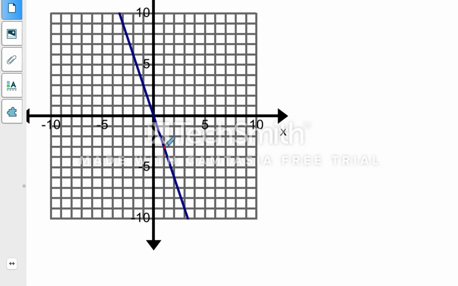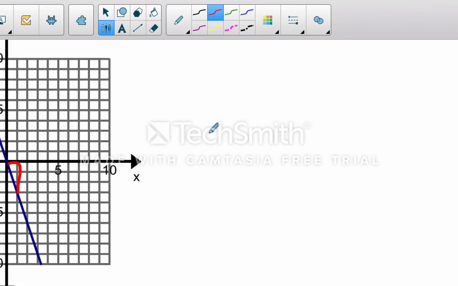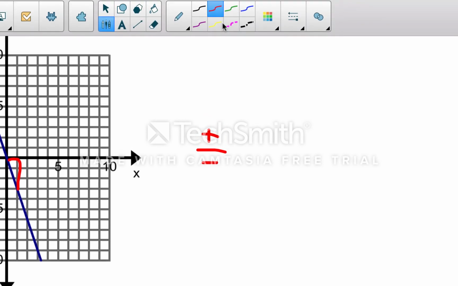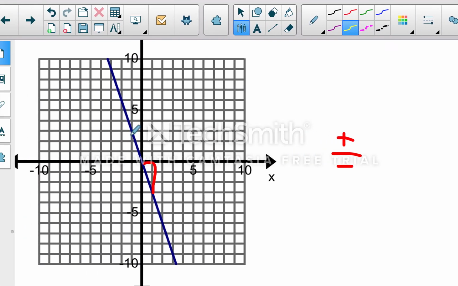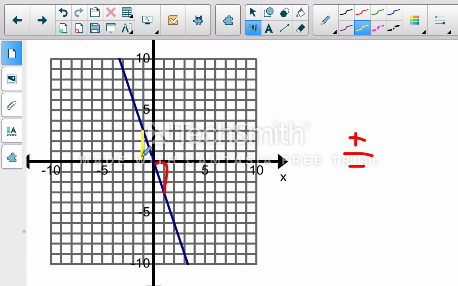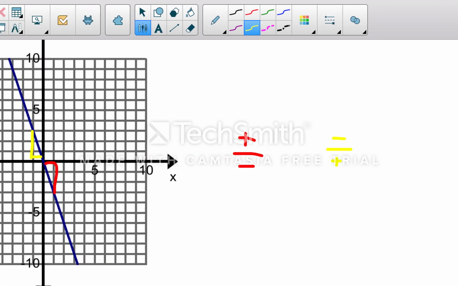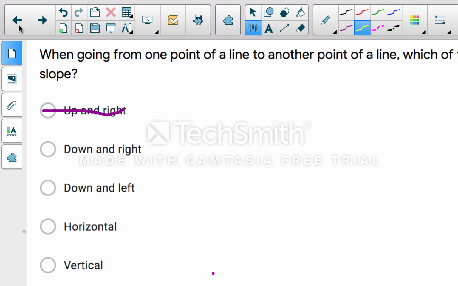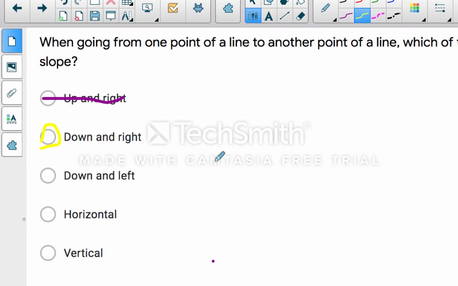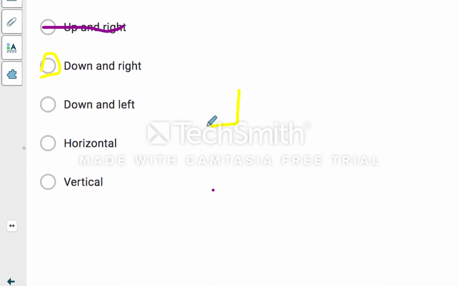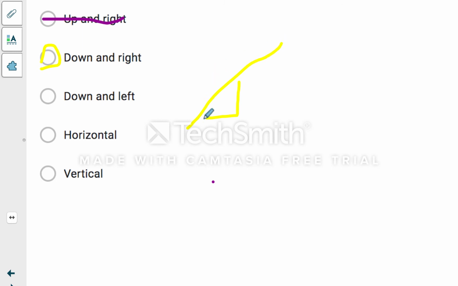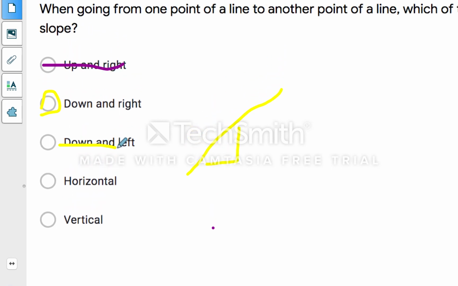This one here, I go up and I go left. So I rise positive, I go up, and then I go left. But alternatively, try a yellow here, I could go down and right. So in other words, I'm going down over a positive, right? Negative over a positive, down over right. So let me see, would that help us out here? Down right, there it is, that's a negative slope. If I went down and left, that would create a positive slope. So that wouldn't be the case.